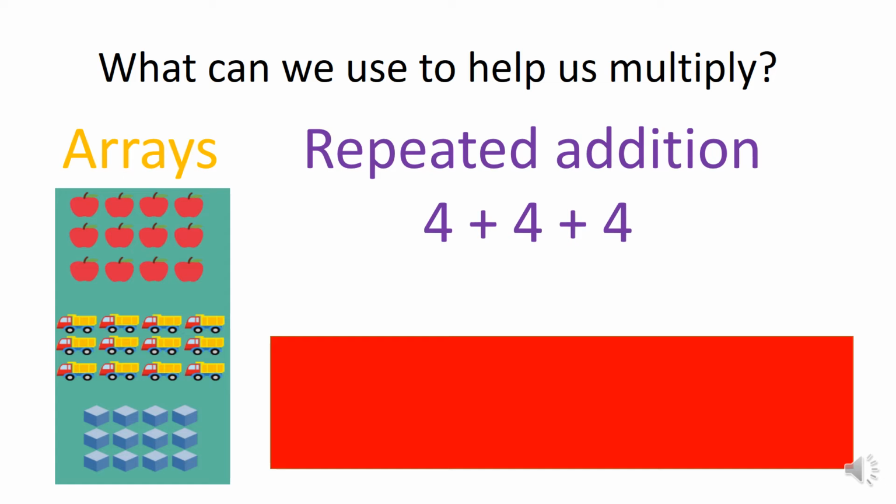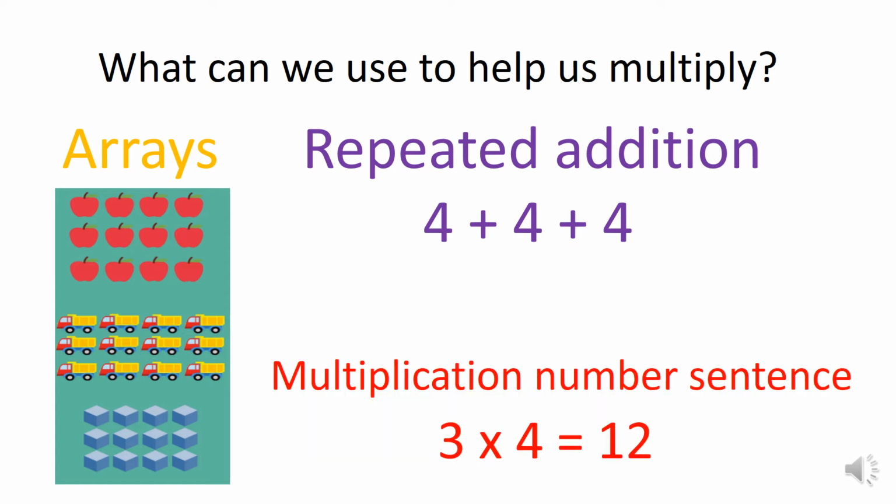When we've got our array, we can think about the repeated addition number sentence. So that same number repeating again and again using the addition symbol. This then helps us to write our multiplication number sentence. So 3 times 4 equals 12. Remember that times sign, it means lots of or groups of. So 3 groups of 4, 3 lots of 4, 3 times 4.